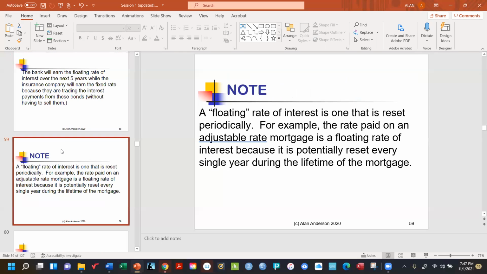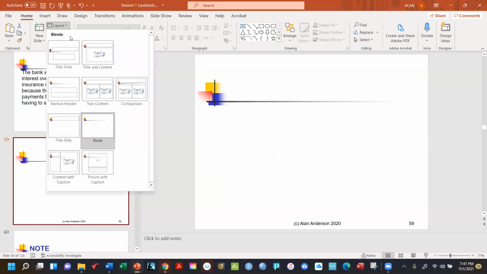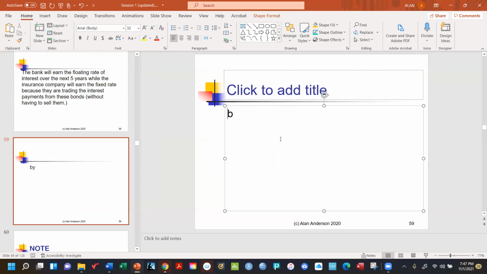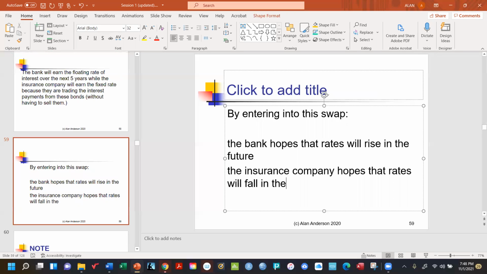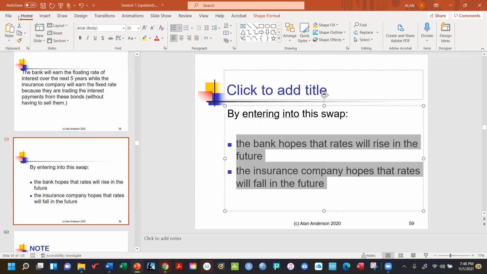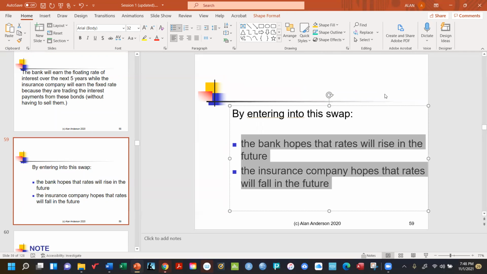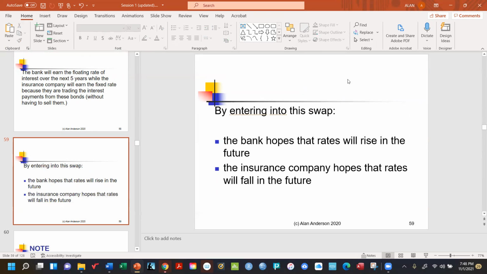So let me add that in here too. The bank, by entering into the swap, hopes that rates will rise in the future. The insurance company hopes that rates will fall in the future. And if so, and they're right, whoever's right will make money, more money than if they'd held on to their own bond. So basically, they're gambling that they're right about the future direction of interest rates. Okay, so that would be one motivation for entering into an interest rate swap, trading your cash flows for a different type of cash flow.